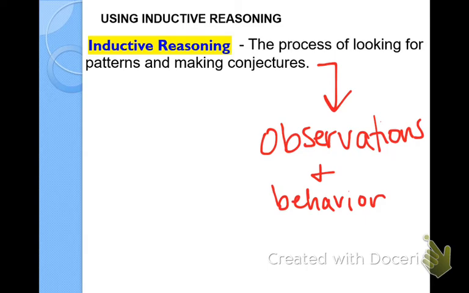So if I observe the basketball team running suicides, or they're called line drills now, I guess. If I observe that, what can I assume happened? They're in trouble. They did something. That's inductive reasoning. Based on observation, I make an assumption. So inductive is based on behavior. It's based on observations, based on patterns.